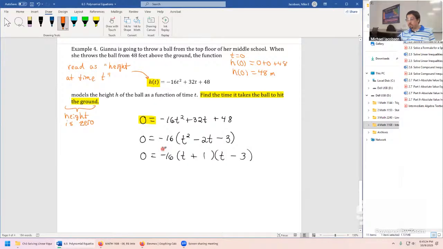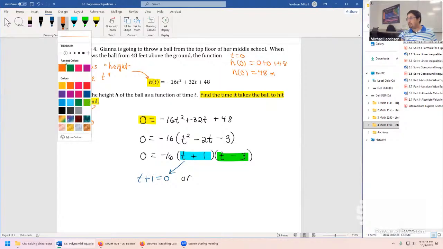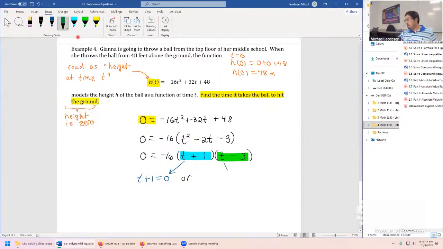Now the zero product property, it involves 3 factors this time. Either this is 0, but that's impossible because it's a constant, negative 16, or this is 0, or this is 0. So now this splits as t plus 1 equals 0, or on this one, t minus 3 equals 0.